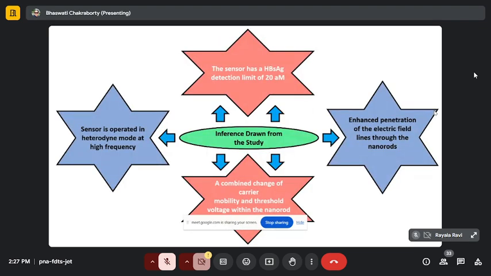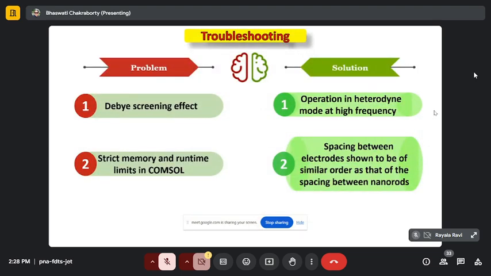So the inference drawn from this particular study is that, to tackle the Debye layer problem, we have provided a high frequency signal to get rid of that problem, and enhanced penetration of the electric field lines through the nanorods can be seen over here. We can actually get a 20 attomolar detection limit from this particular device.